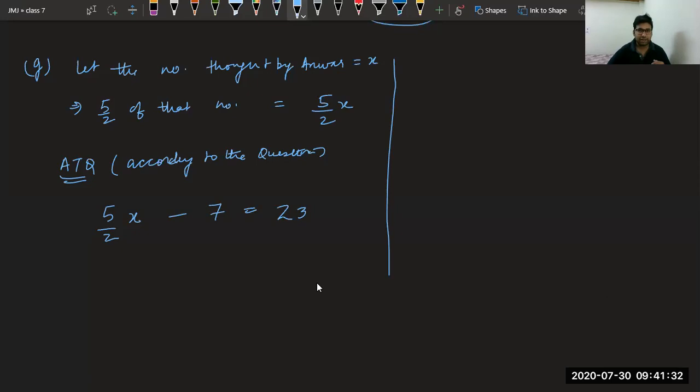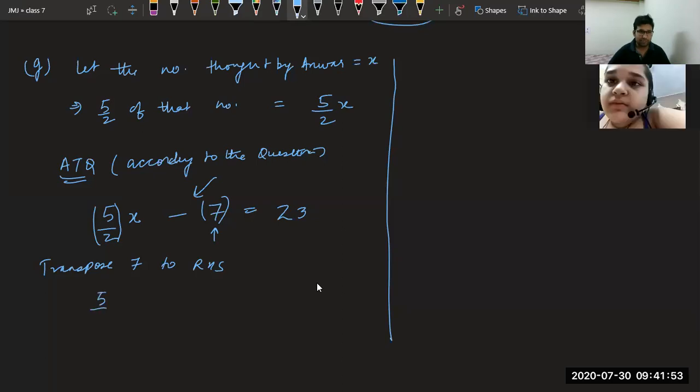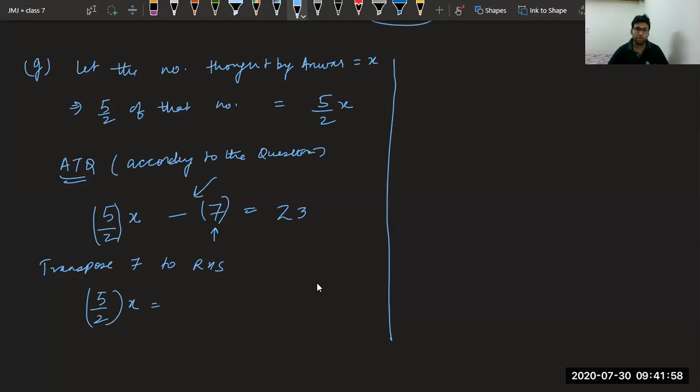To solve it, again we have to think, out of this 5 by 2 and 7, who will go first to the right hand side? Obviously 7 will go. So we will transpose 7 to the right hand side. Here it is minus 7. On the right side it will become plus 7, because whenever you cross the border you have some changes in your body. You cannot change border without any change, because border changing is always risky.